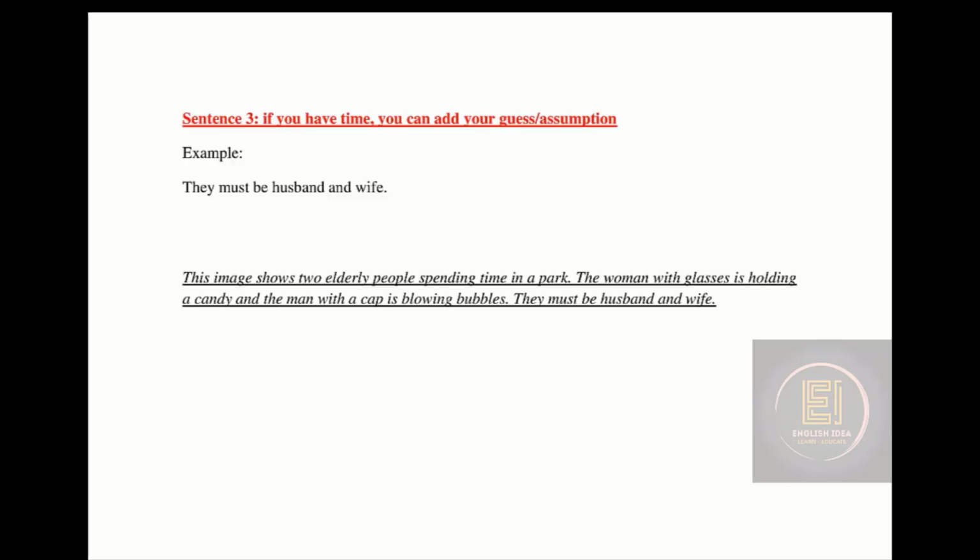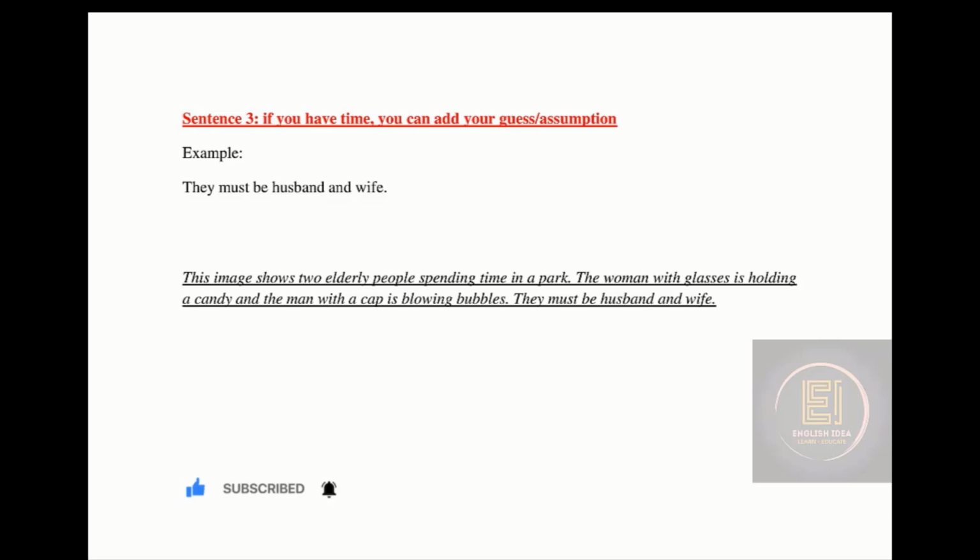Since I have already said that they are in a park, I'm not going to repeat that in the second sentence. In this picture, you can see I have highlighted sentence 3 in red ink. It is because only if you have time, then you should be adding your guess or your assumption.